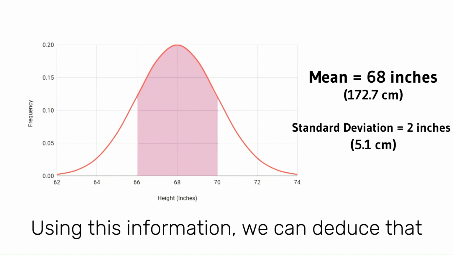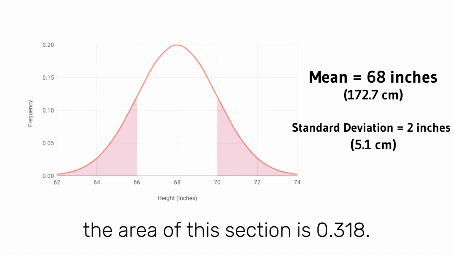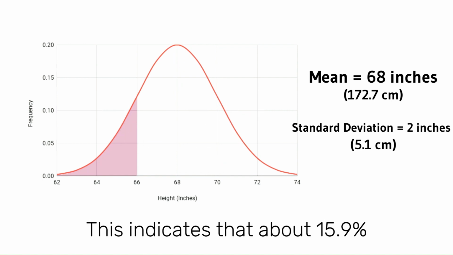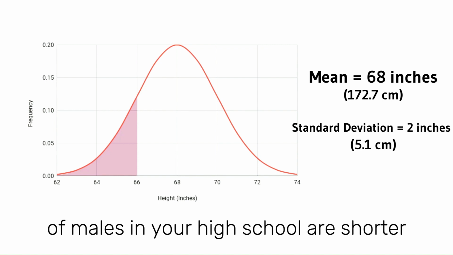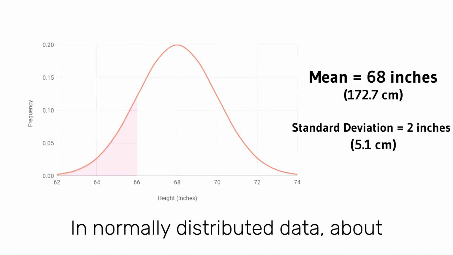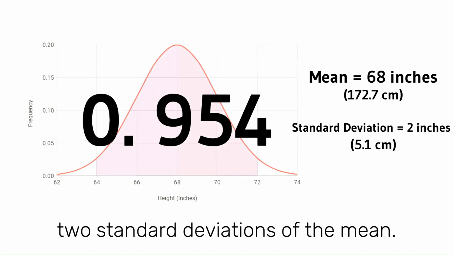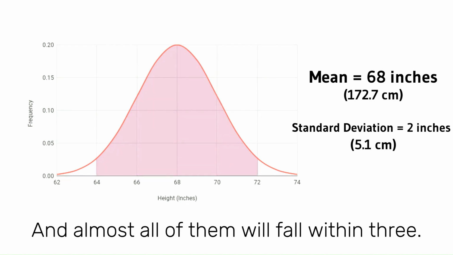Using this information, we can deduce that the area of this section is 0.318. If you were to divide that by half, you would get 0.159, which is the area of this section. This indicates that about 15.9% of males in your high school are shorter than 66 inches. In normally distributed data, about 95% of all data points will fall within 2 standard deviations of the mean, and almost all of them will fall within 3.